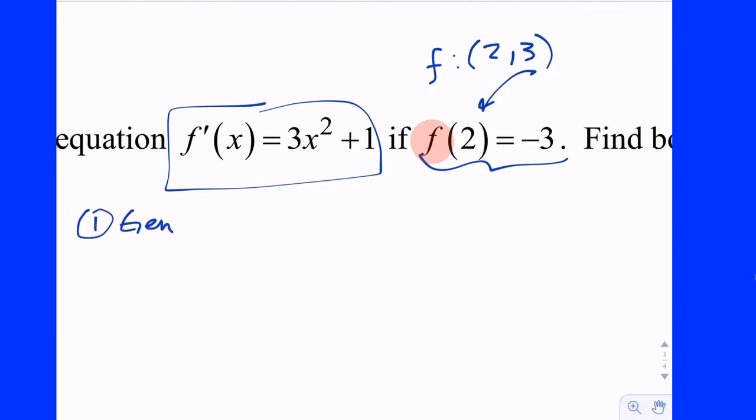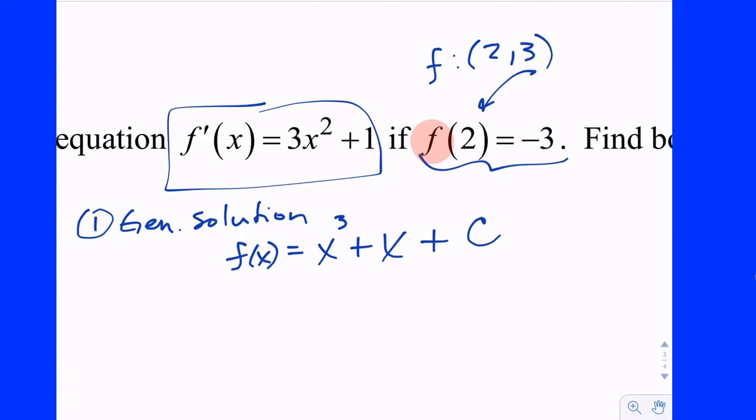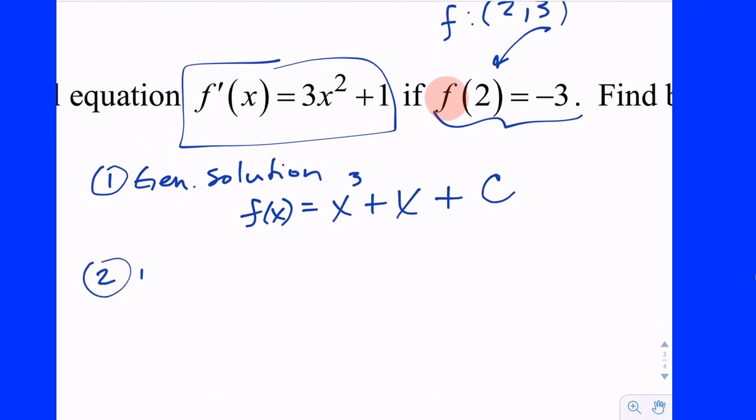Number 1, find the general solution. And don't forget, you have two sides of the equation. So what's the antiderivative of f prime? f. And then over here we have two terms. 3x squared becomes x cubed, right? Add 1 and divide. Plus 1 becomes x, and then plus c. So there's the general solution. And again, if you want to check it quickly, take the derivative, you should get f prime equals 3x squared plus 1.